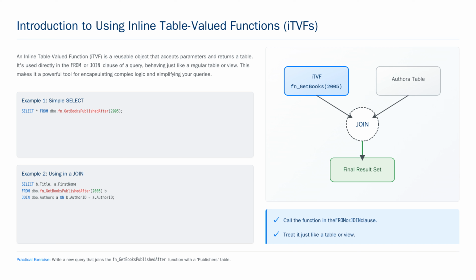Using an ITVF is just like using a table or a view. You call it in the from clause of your query. Here, we can select all columns from our function, passing in the year 2005. And because it acts like a table, we can join it to other tables. Here, we are joining the results of our function to the authors table to get the author's name as well. This is incredibly powerful for simplifying complex queries.